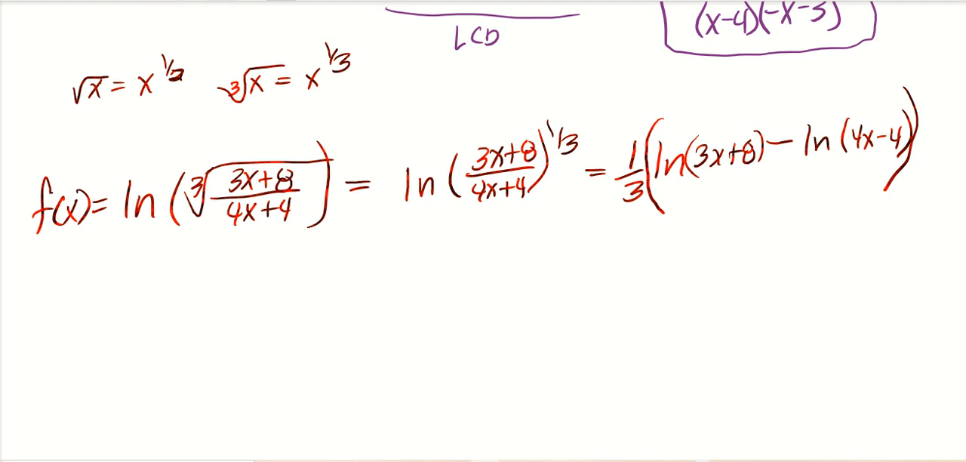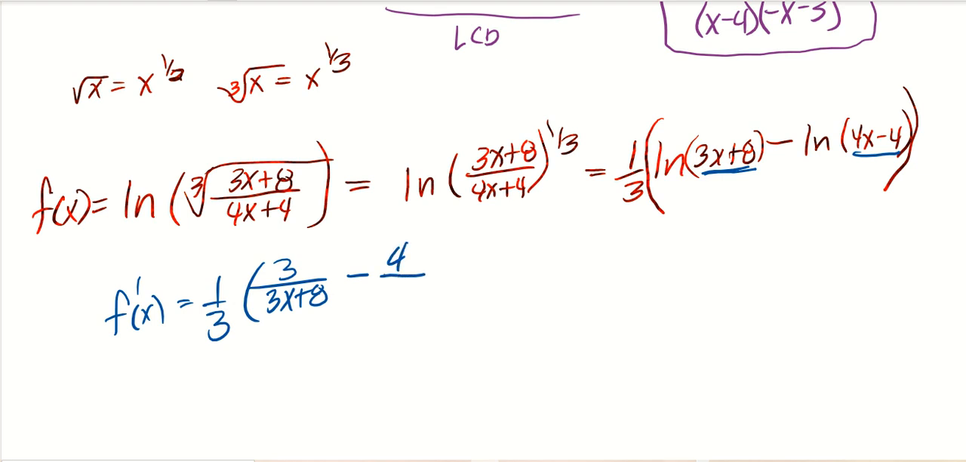So first things first, let's take the derivative. The derivative of 3x + 8 would just give us a 3 over 3x + 8. Minus the derivative of the 4x + 4, which would just be 4 over 4x + 4.